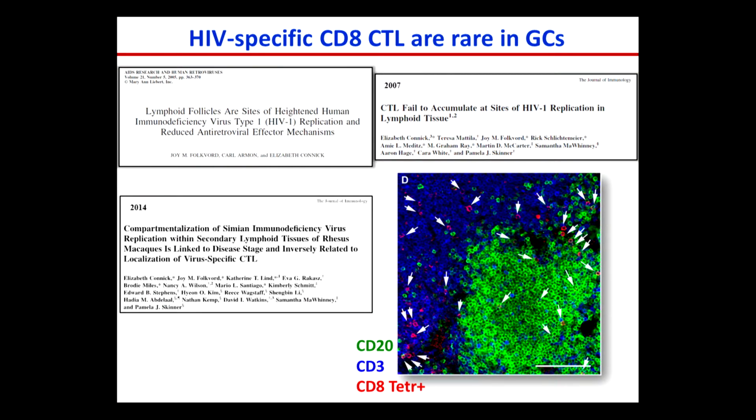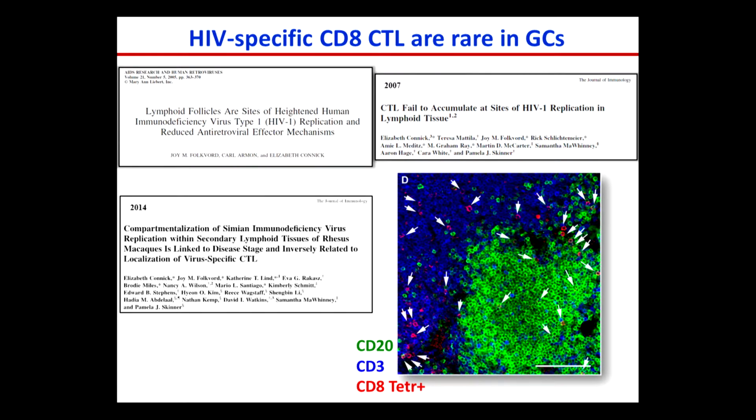But what the problem appears to be is that from a number of studies from Liz Connick's group, where you can see CD8 T cells in lymph nodes and in germinal centers, there really aren't a lot of HIV or SIV specific CD8 T cells that get into the germinal center, where most of the virus is replicating.